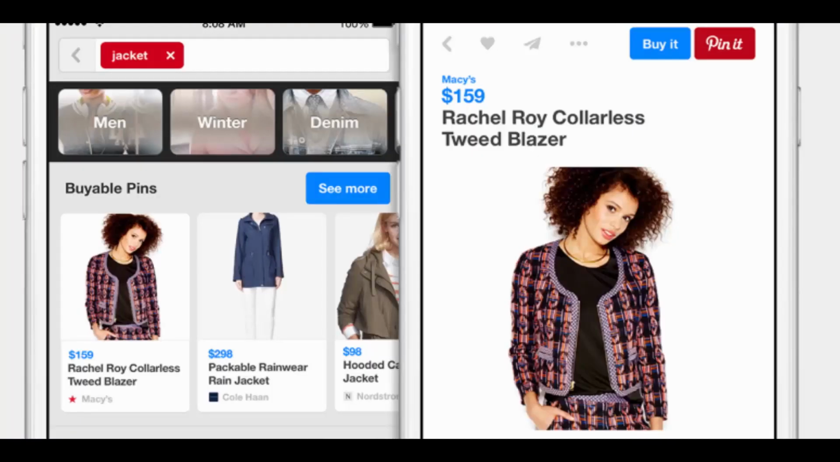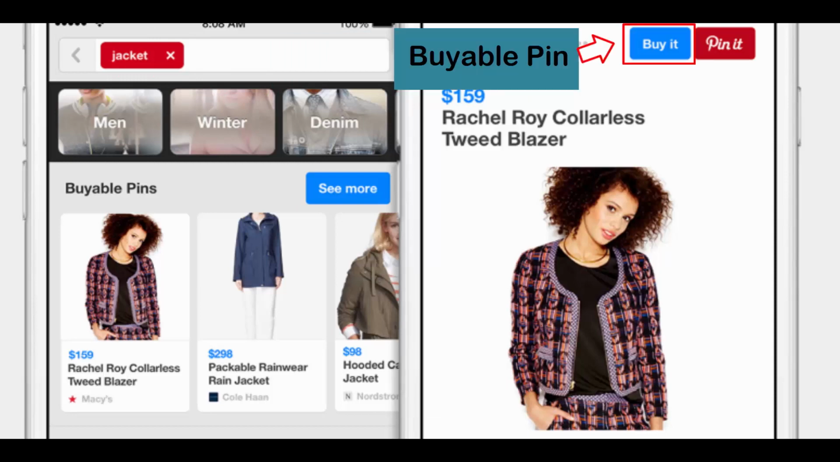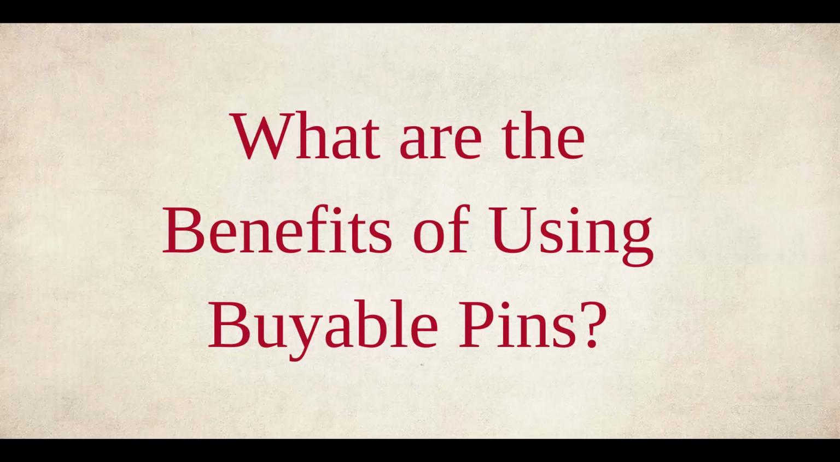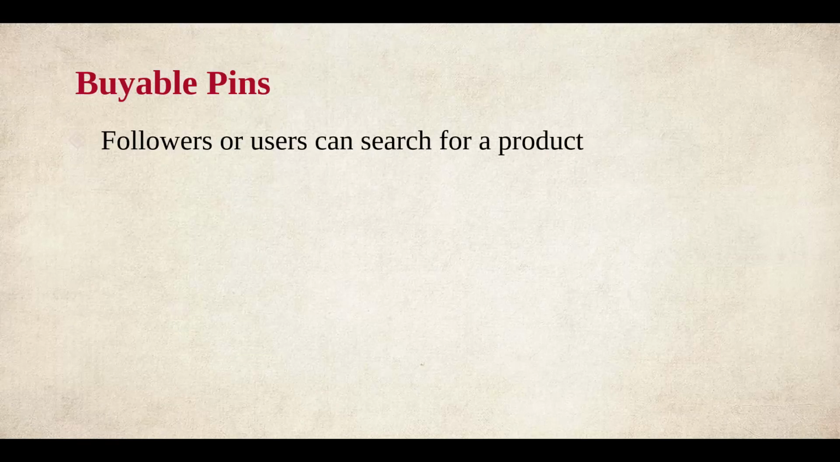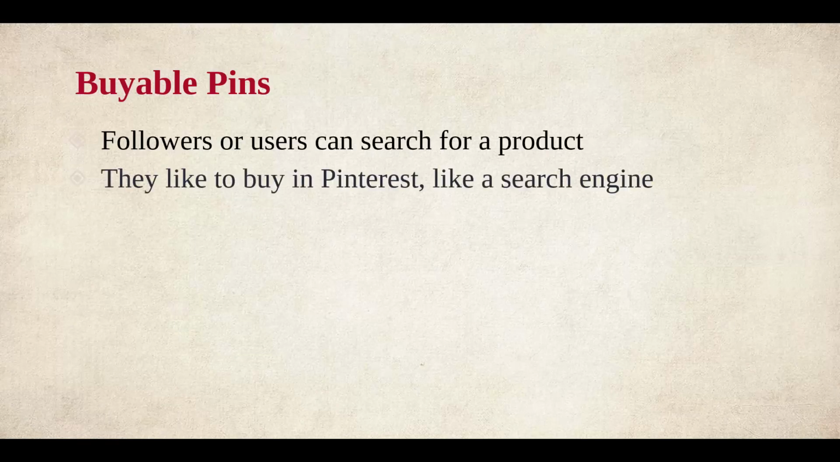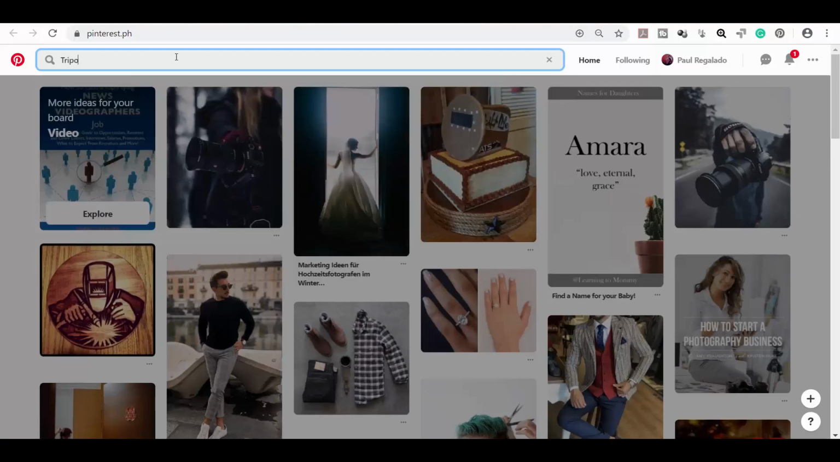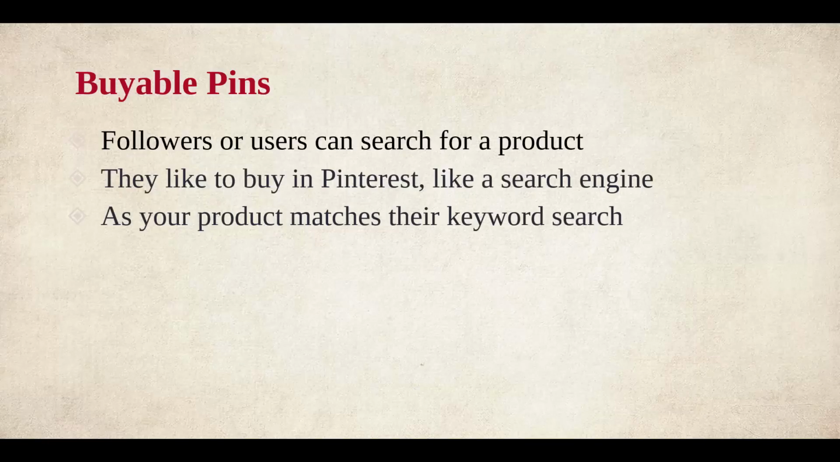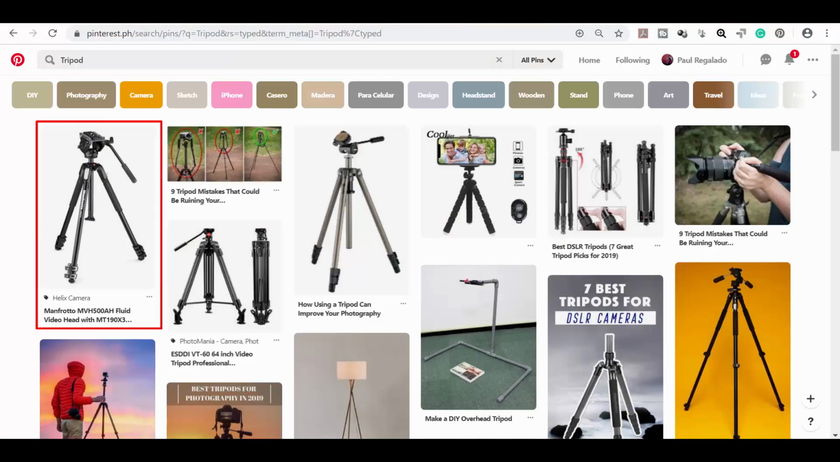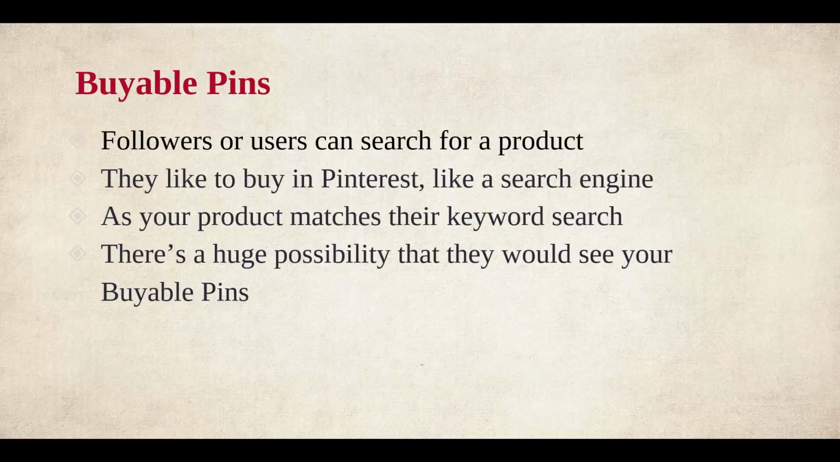Here's an example view of a product search in a mobile device with buyable pins. What are the benefits of using buyable pins? Your followers or any user can search for a product they would like to buy in Pinterest, making it their search engine. As your product matches their keyword search, there's a huge possibility that they would land on your buyable pins and purchase the product from there.